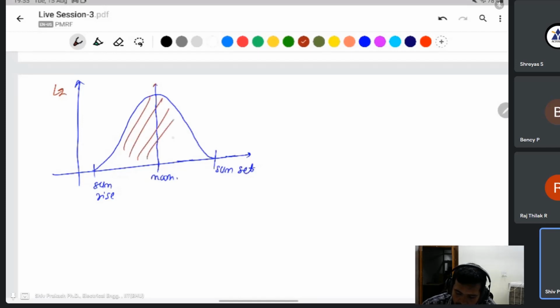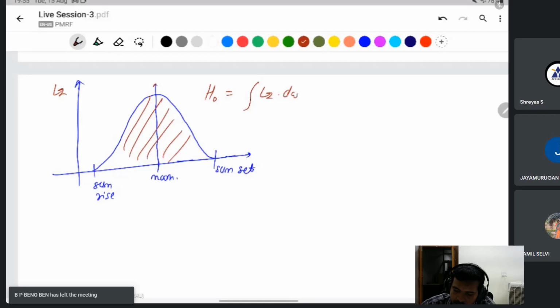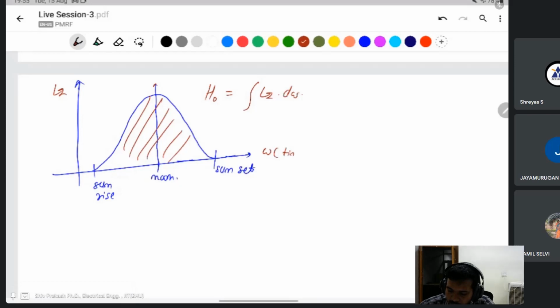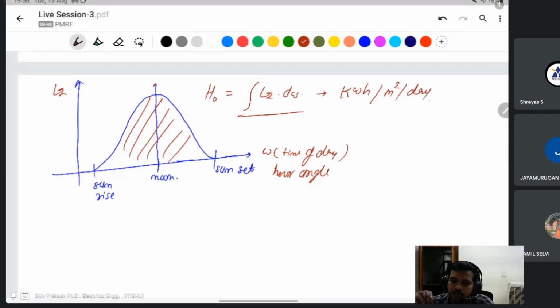Then calculate the area of this one. You can find the overall energy of this one. From that you can say H naught is the integration of Lz with respect to the day time, a day hour, which is omega. Omega depends on the time of day, or you can say the hour angle. If you integrate this, then you can find the overall energy, in kilowatt hour per meter square per day. Lz we can calculate here.